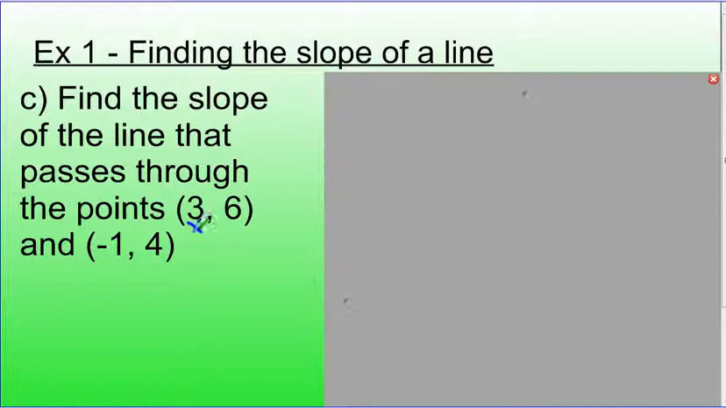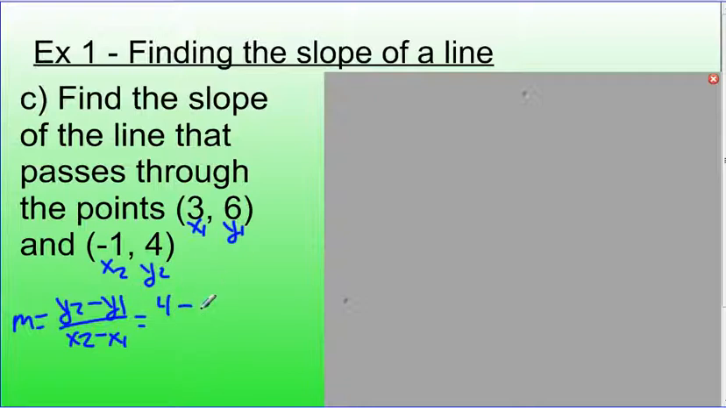This is my x value, this is my y value. I'm going to call this point 1, this point 2. So I have x1, y1, x2, y2. If you do that, now you just plug them into the formula: y2 minus y1 over x2 minus x1.